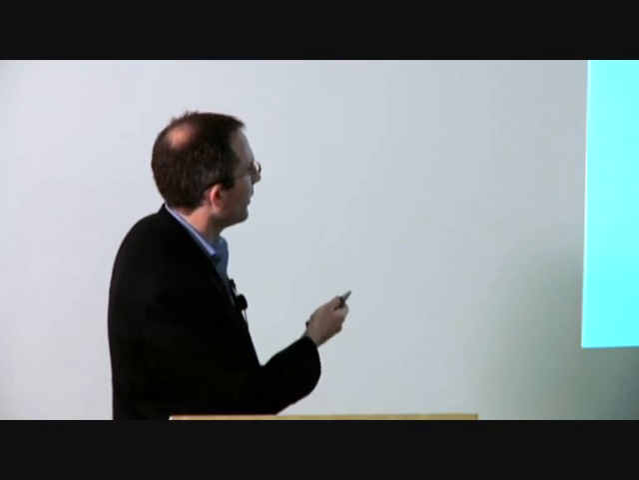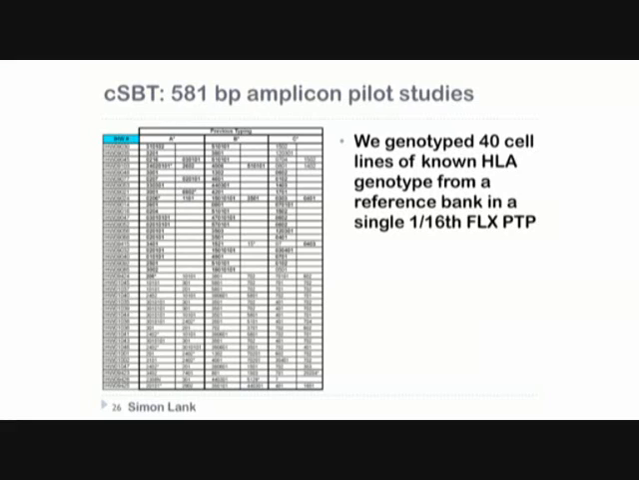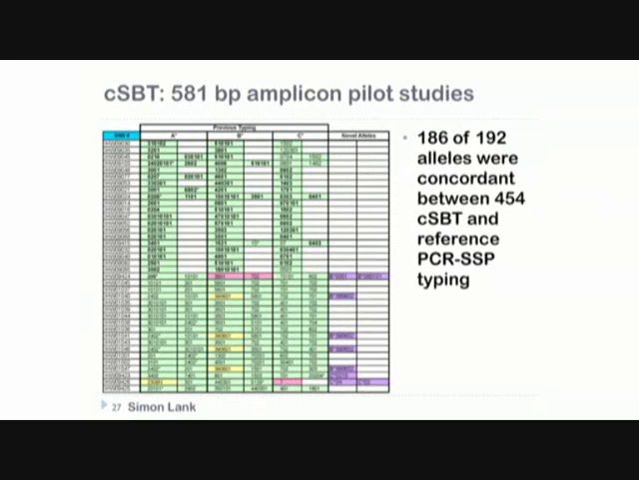And we asked how well this approach would capture the typing. We did all of this in a 1/16th of a single 454 plate. And you don't have to worry about what all the typings are. Just know that there's a lot of HLA types in here. Let's focus instead on the colors. Green here means that the typing that we got was concordant with the typing that was in the reference cell bank. And pink and yellow are typings that were discordant.